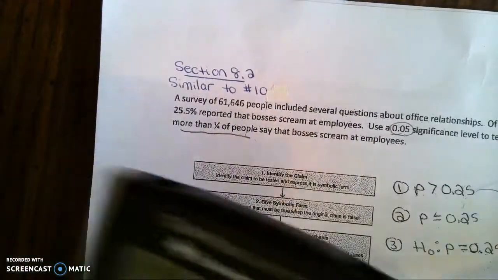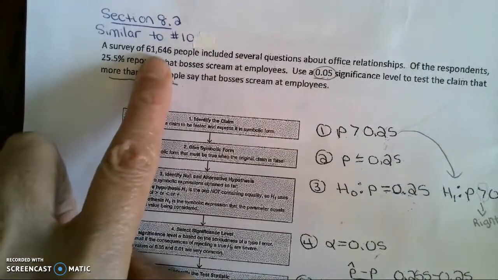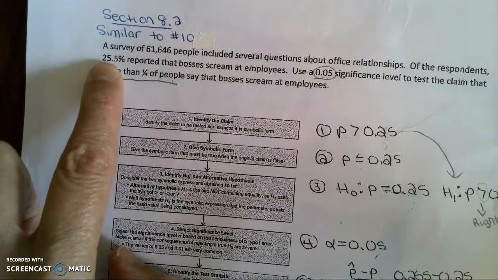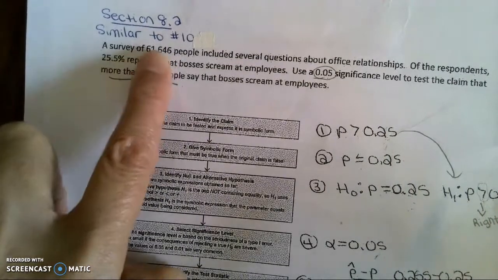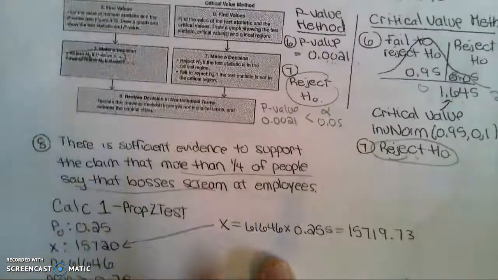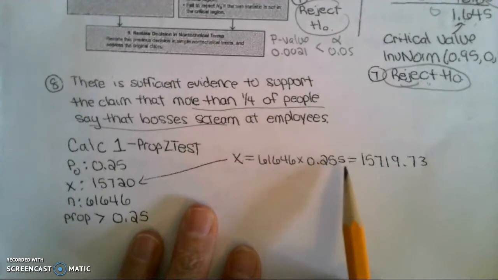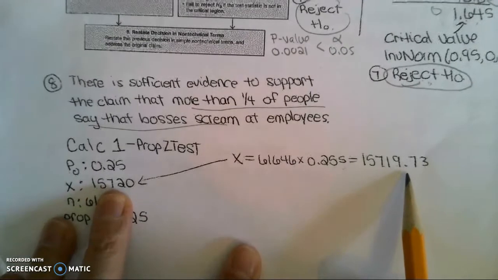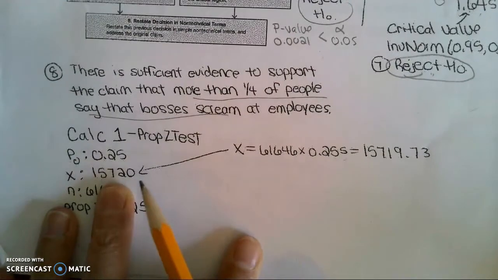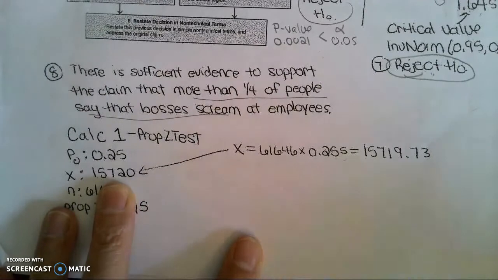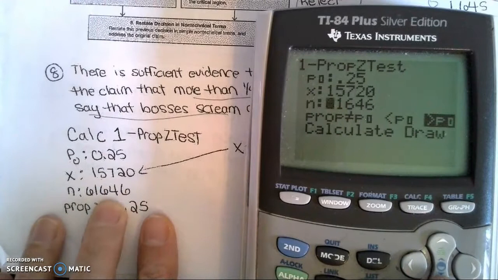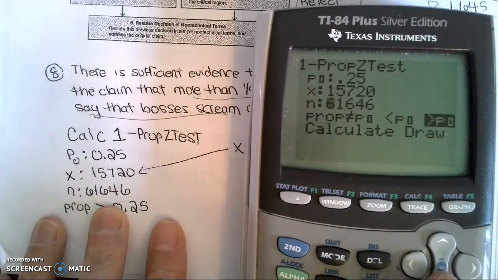So the way we're going to find that is I'm going to take 61,646 and find 25.5% of that. So I'm going to take this times 0.255. I did work that down here too. This is what it comes out to be. You want to put it in as a whole number. So if it's 25.5% of this number, then that would be this amount of people. So that's what I'm putting for X. It has to be a whole number. Okay. Now, we have everything for those three steps.